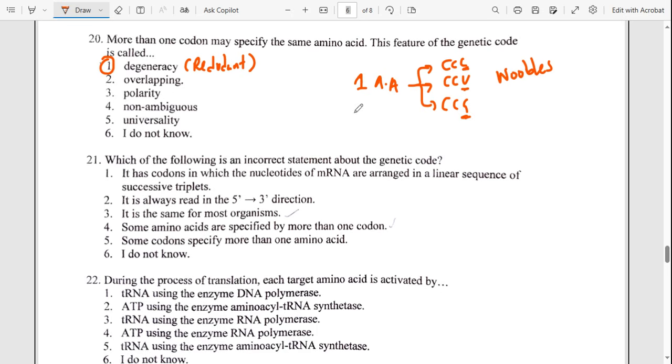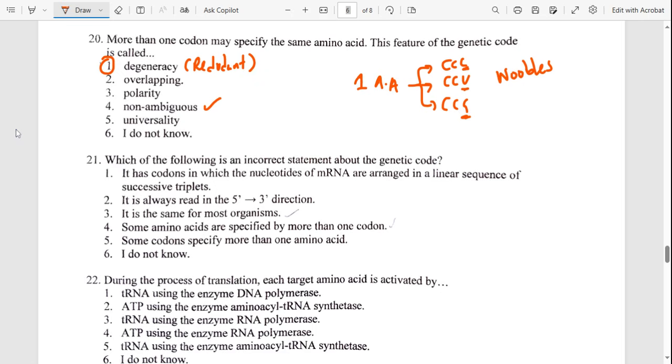Another thing you need to know is what we call non-ambiguous. Non-ambiguous means that you can have one amino acid being formed by a lot of codons, but one codon can't give you more than one amino acid. One codon can only give you one amino acid. That's the meaning of non-ambiguous. Okay?